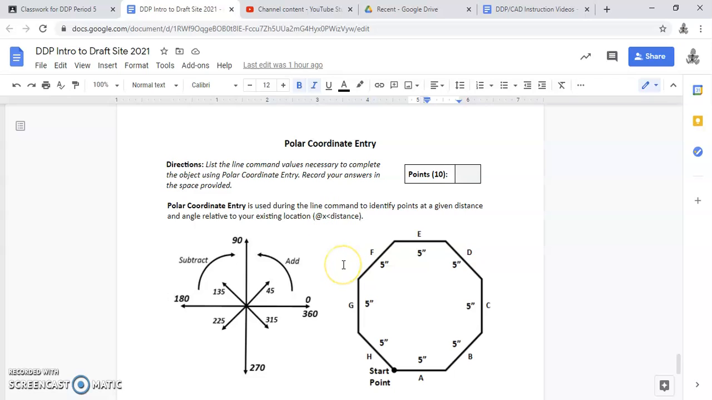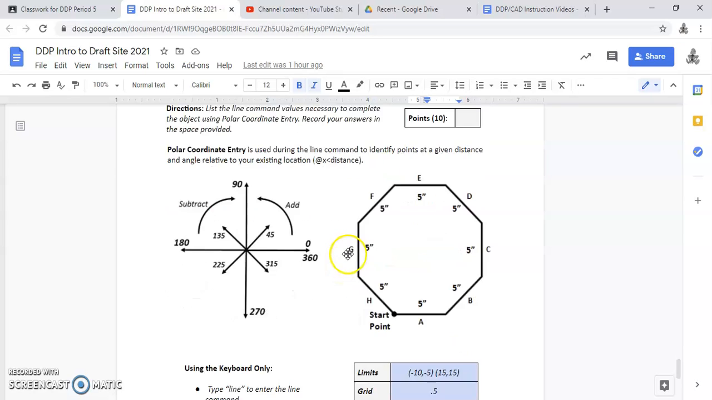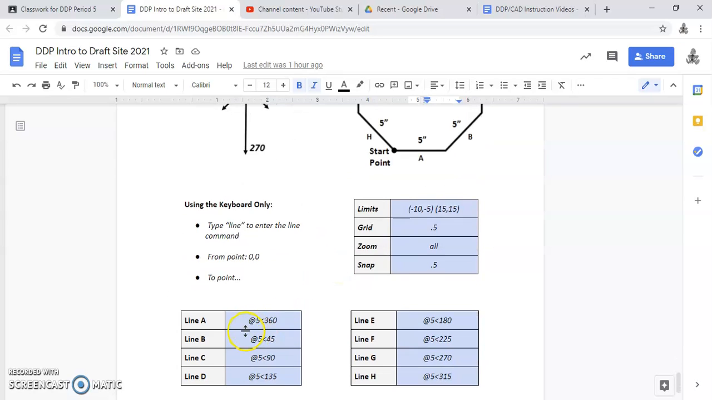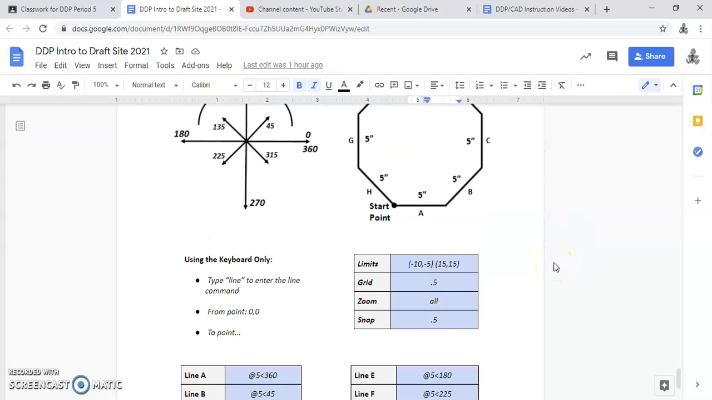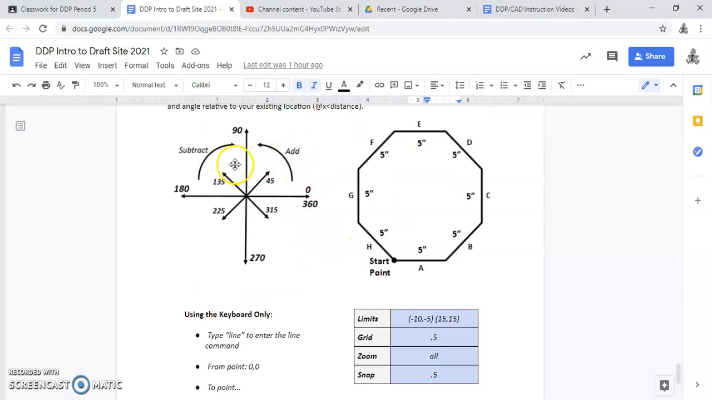In this case it refers to angle. So at the distance less than the angle. Again, we're starting at our 0, 0 point right here. And again, we talked about the limits giving us enough room in case we go into the negative quadrant. And up here to the left kind of gives you an idea of how to get to where you're trying to go at specific angles.